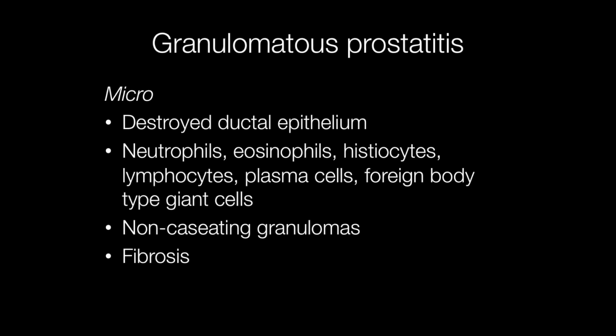Histologically, there is destruction of ductal epithelium with neutrophil polymorphs, eosinophils, histiocytes, lymphocytes, plasma cells, and foreign body type giant cells around the damaged ducts, and these cells may form non-caseating granulomas, and in addition to this there will be fibrosis.